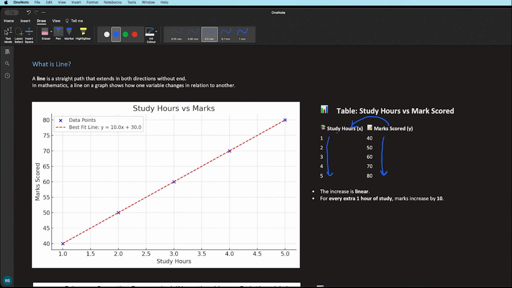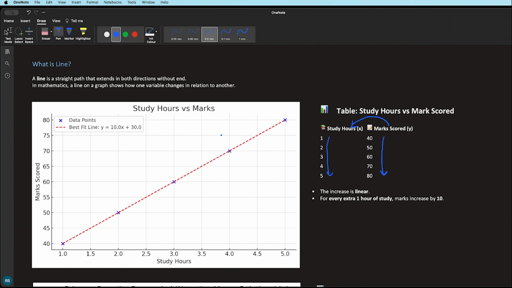By using this data, we have plotted this line. This line gives us information about the tabular data. So this line represents a positive linear relationship.